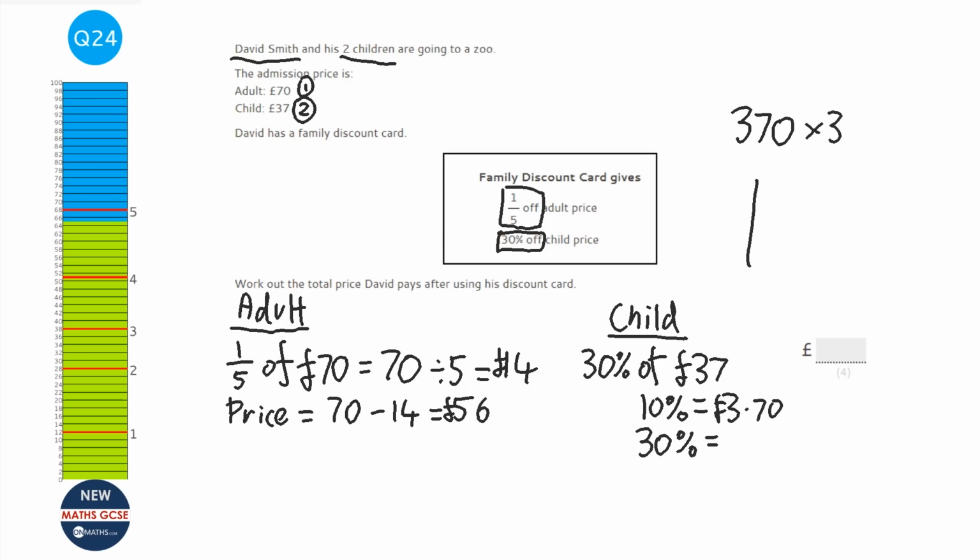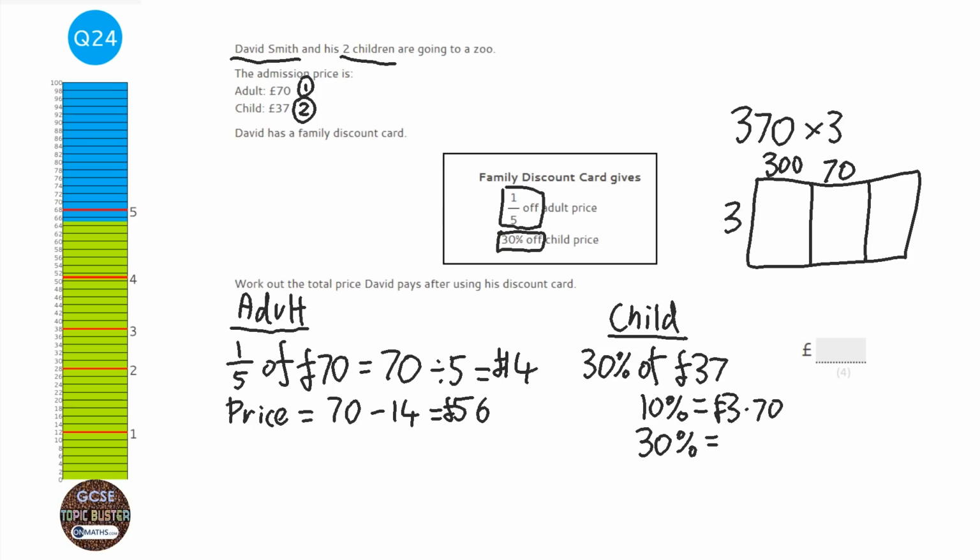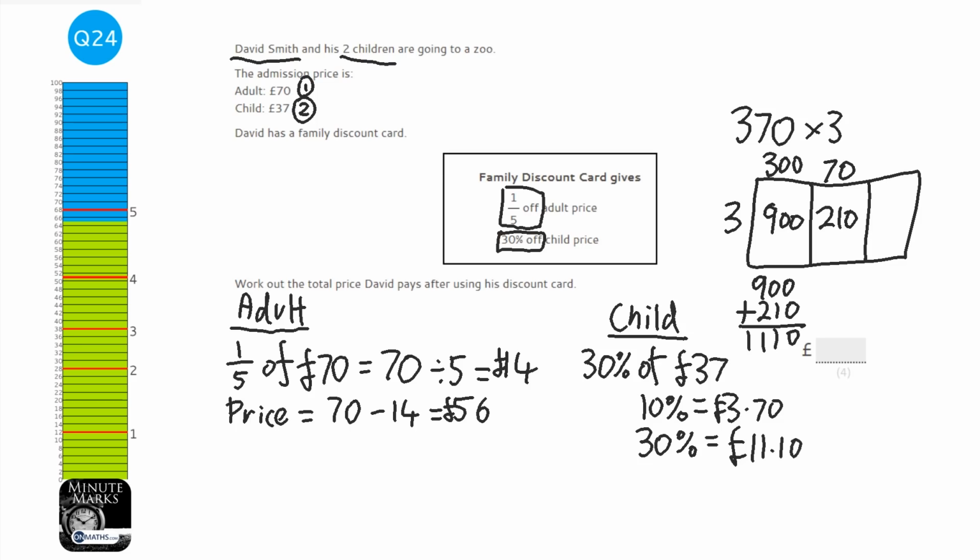So I can do a little grid. And if this is on the calculator, then obviously you just type it into the calculator. And obviously that's going to be 0, so we don't need that one. So that's 900, that's 21 with a 0. So 900 plus 21, 210 even. 0, 1, and then 11. So that's going to be £11.10.